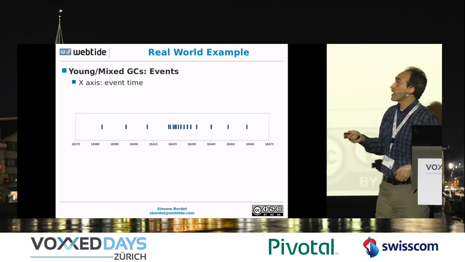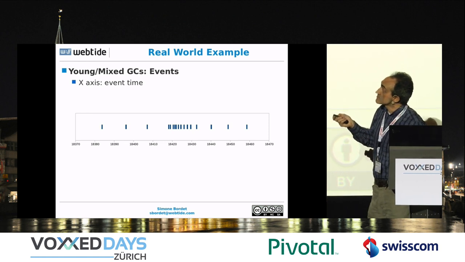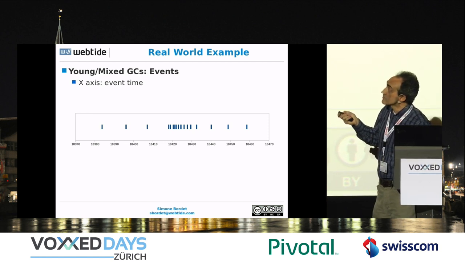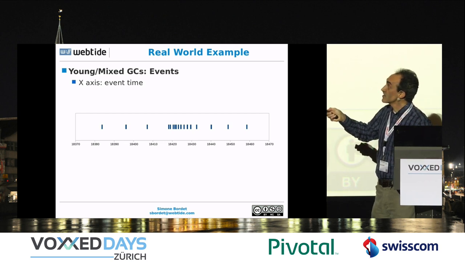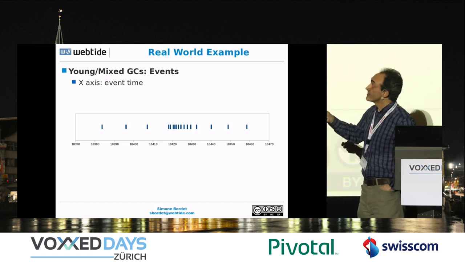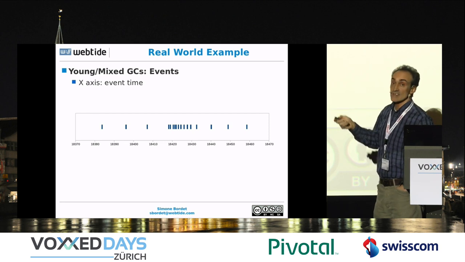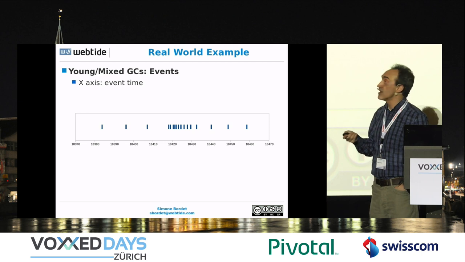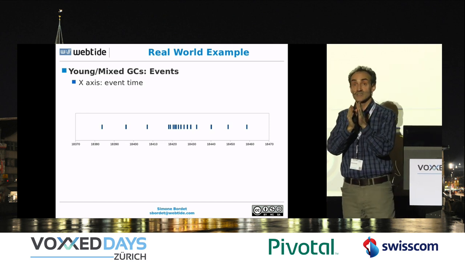And so this is what happens. These are the events that happen, about 10 seconds apart. You have a young GC, 10 seconds pass, another young GC, 10 seconds, another young GC. And in the meanwhile here, the marking was finished. Then at this point, G1 decided that it had to do a mixed GC and shrank the young generation to 0.6.